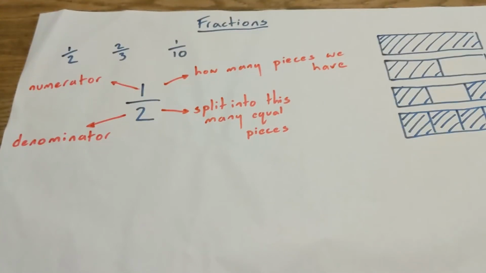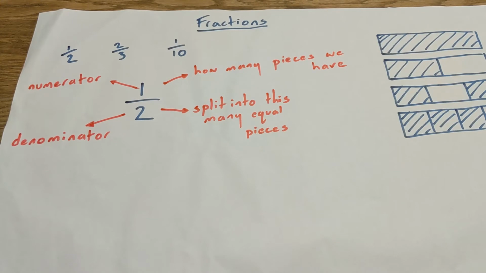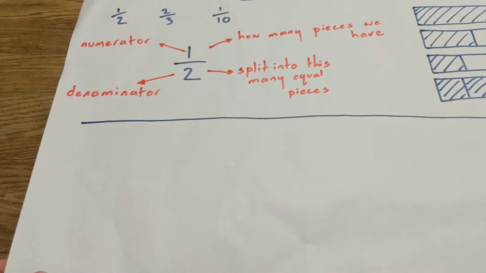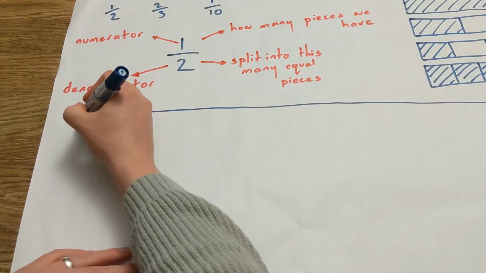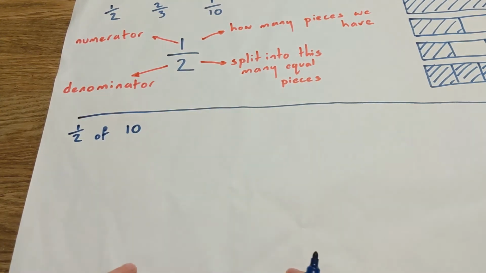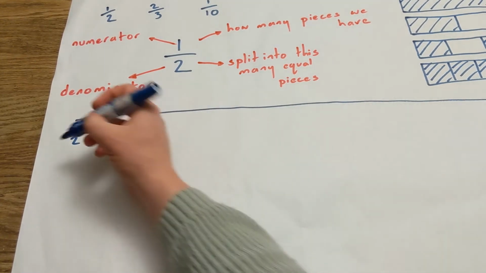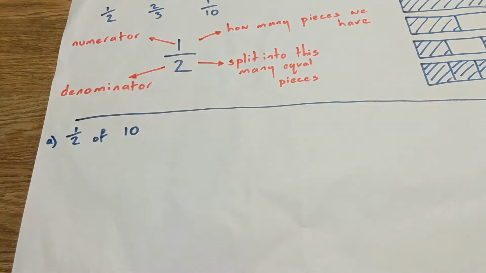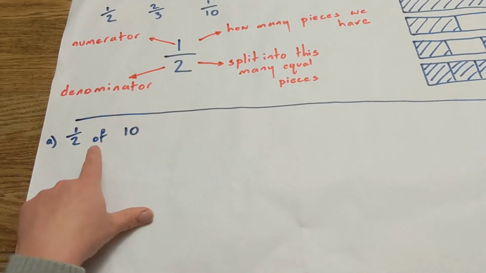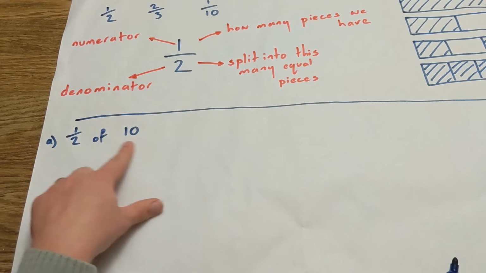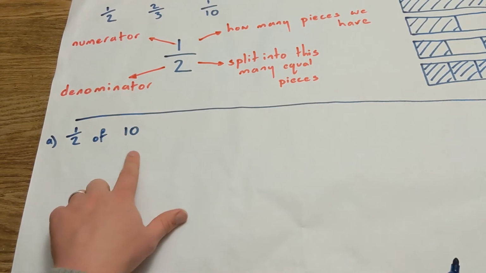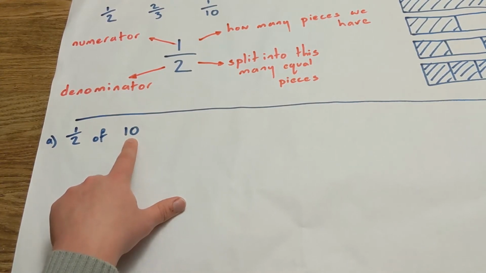Okay, so let's look at some examples of this then. We'll start off again nice and easy. We'll try and work out 1/2 of 10. There's a process we go through for doing this. It's nice and easy to follow, and it'll be the same for working out any fraction. This has been split into 2 parts, and we have one of them. So first off, we find out how big each part of it is.